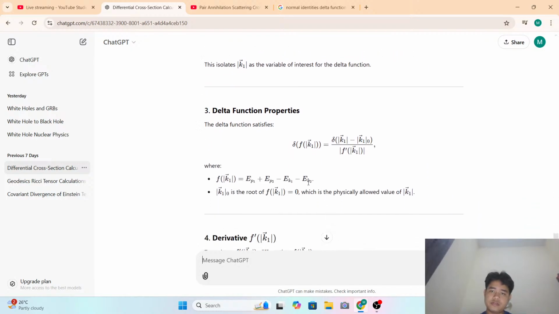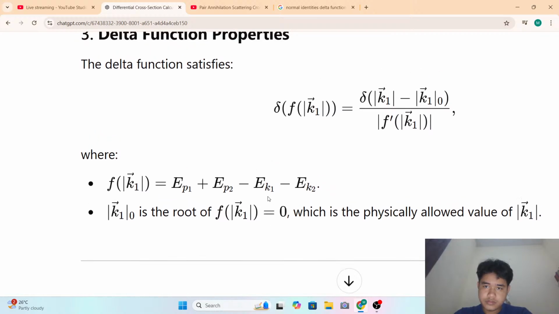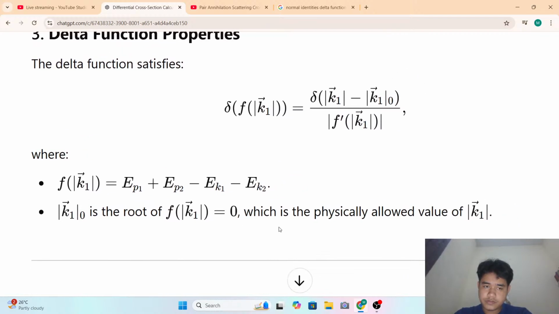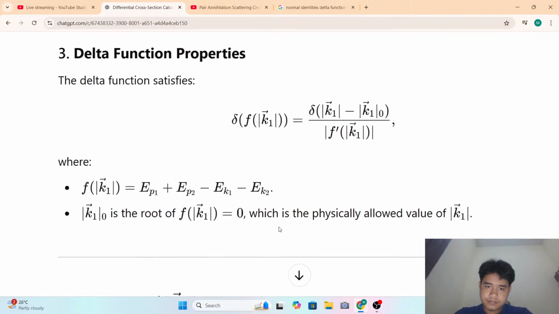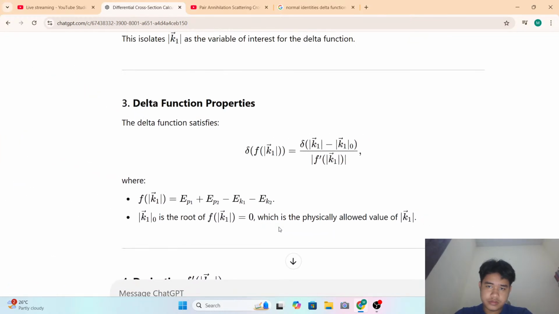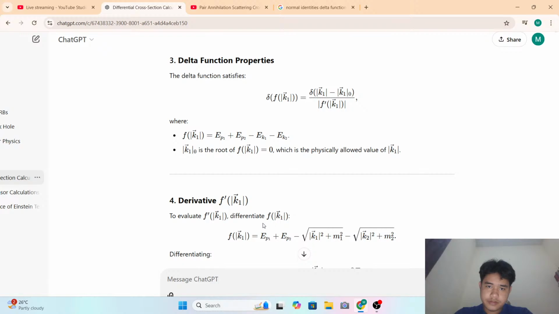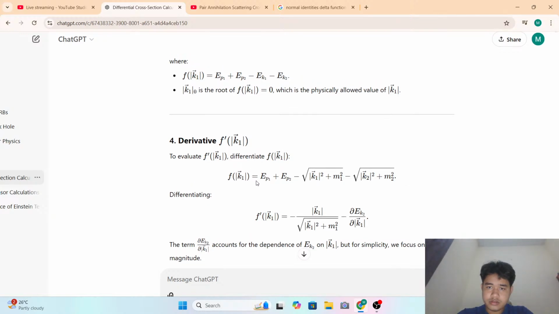Delta function properties. This is a property where f(k1) is this, k10 is the root of f, where f goes to 0. What is root? Which is the physically allowed value of k. I don't understand. Derivative of this. Okay. Differentiate this. Differentiate it.